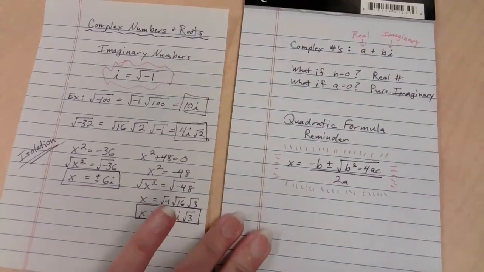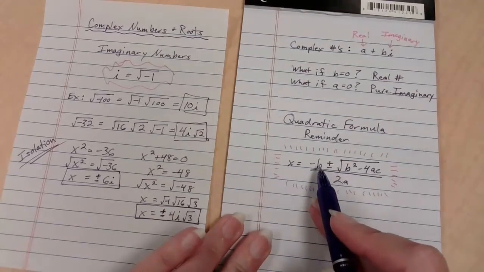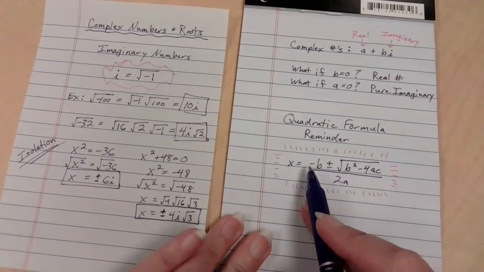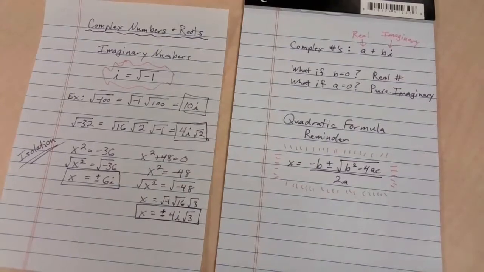Alright, the only thing I don't like about that song is they call this negative b, and I really don't like that. This is the opposite of b. Because you don't know what b is, this may end up being a positive or a negative value. But that's going to be the opposite of b.